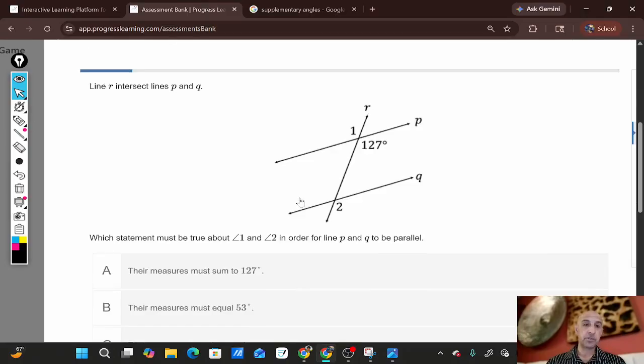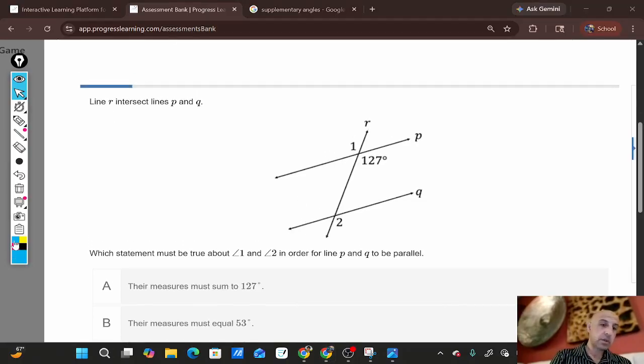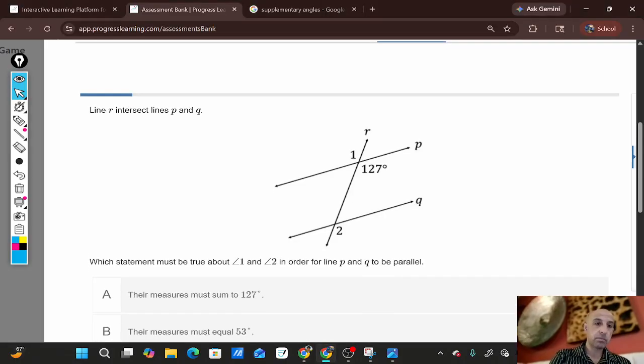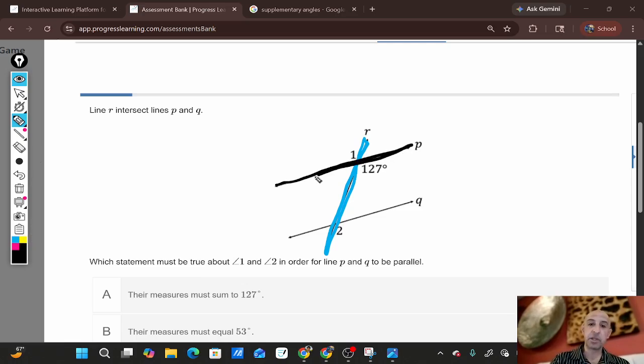In this question, you can see line R. So here is the line R in blue, and we have the line intersect the line P. Let us take the line P in black, for example, here. Here is the line Q. So line R intersects line P and line Q. The question is, which statement must be true about angle 1?